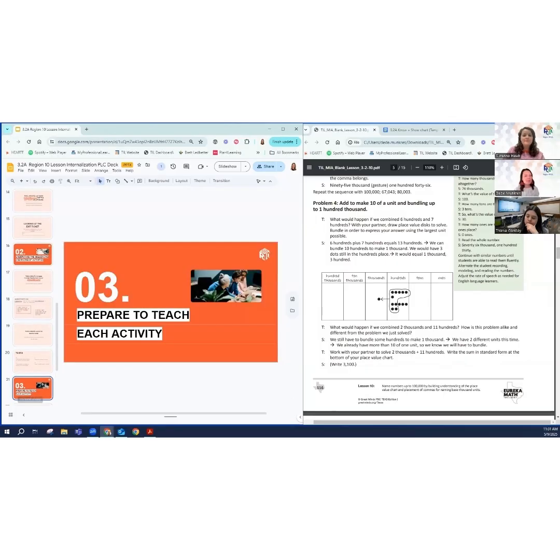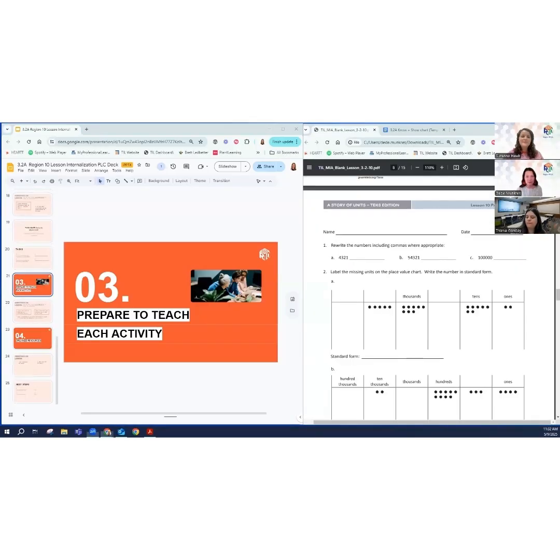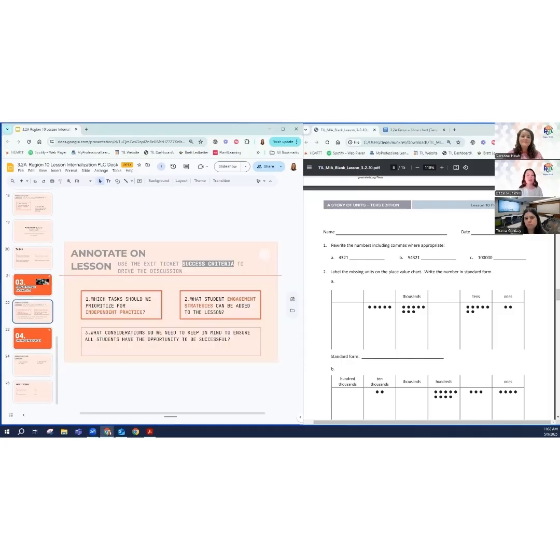All right, let's look at step 3 in our protocol. Okay, so looking at step 3, what are the specific questions and tasks that we want students to practice independently to reinforce our success criteria and learning objectives? So in the problem set, I was for sure wanting students to have time to do 2A.